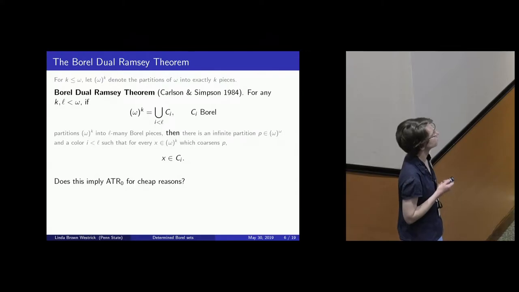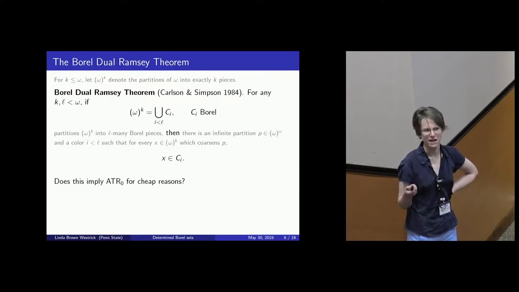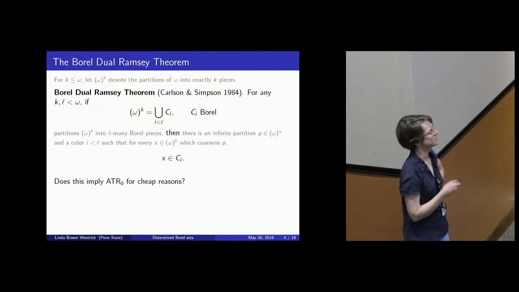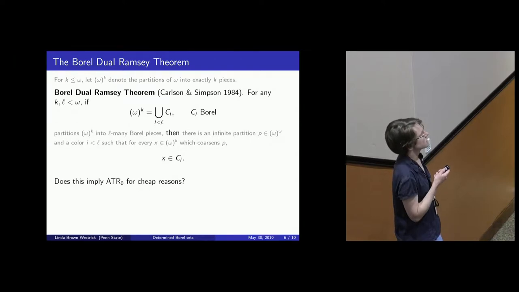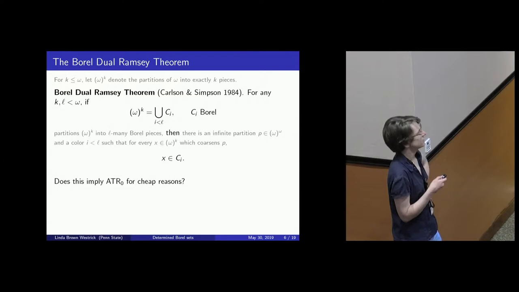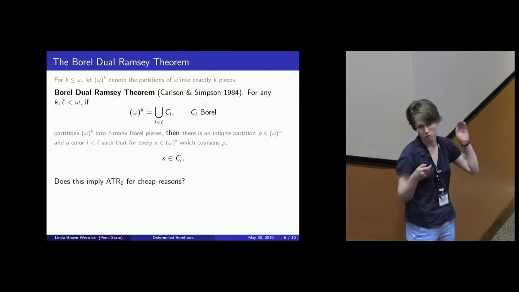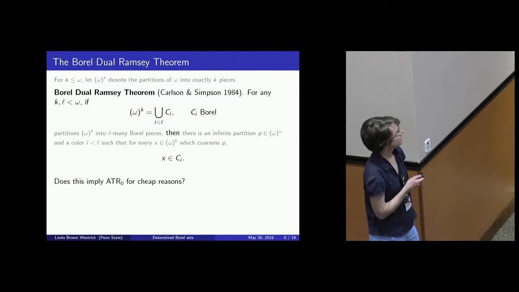So the Borel dual Ramsey theorem of Carlson and Simpson states that any time we take the collection of partitions of omega into exactly k pieces, which for the purposes of this you can think of as kind of like Cantor space, since it can be coded in Cantor space in a natural way, anytime you can represent it as a finite union of Borel sets, then you can always find a partition of omega into infinitely many pieces such that every coarsening of it down to exactly k pieces has the same color, in other words, is an element of the ith Borel set.